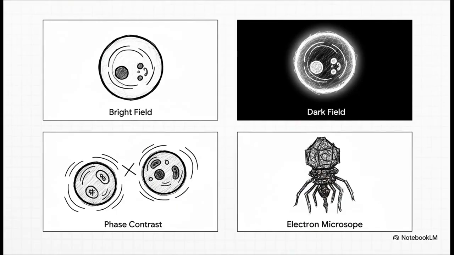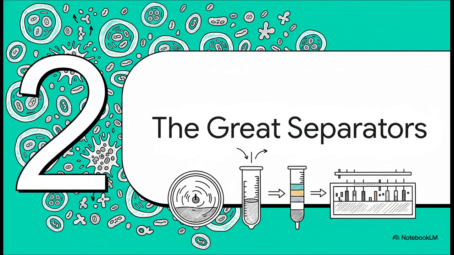And you know what? There isn't just one type of microscope. It's like having different camera lenses. The one in your school lab, that's a bright field microscope. But then you have dark field, which makes things glow. Phase contrast to watch living cells moving around. And the king of them all, the electron microscope, which is so powerful it can see a tiny virus. How cool is that?